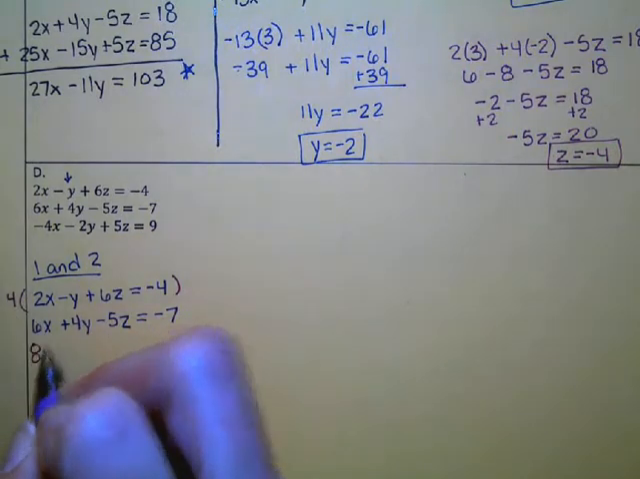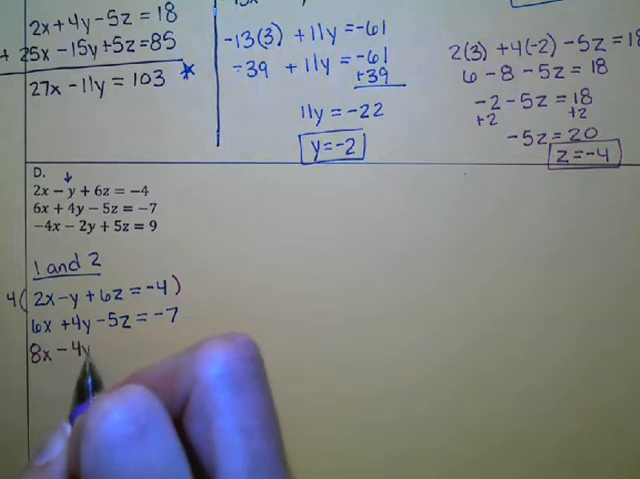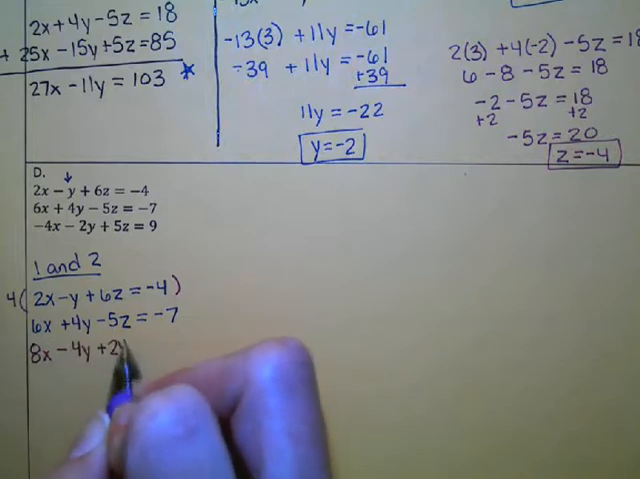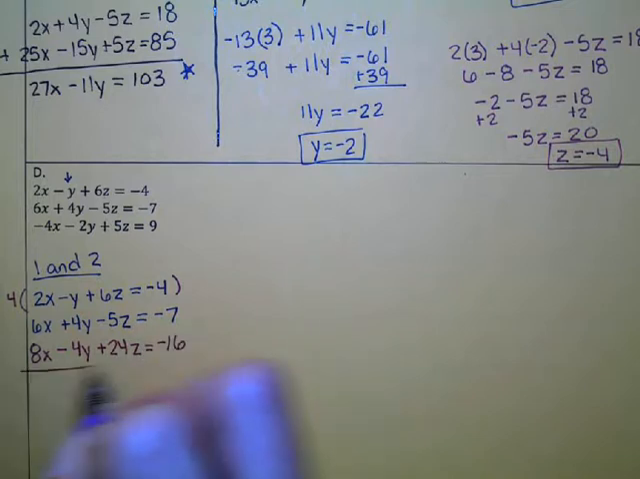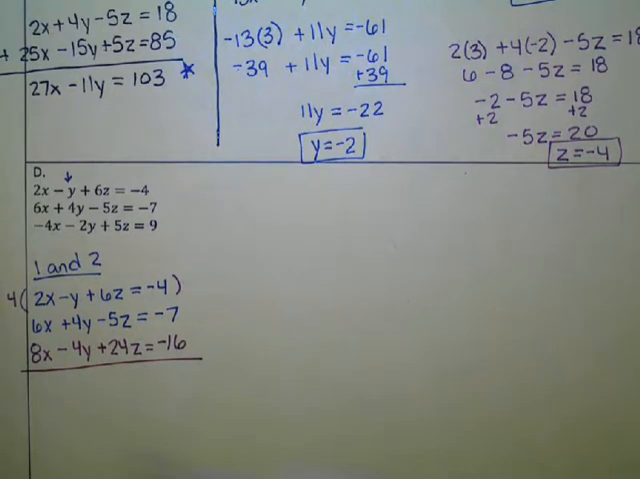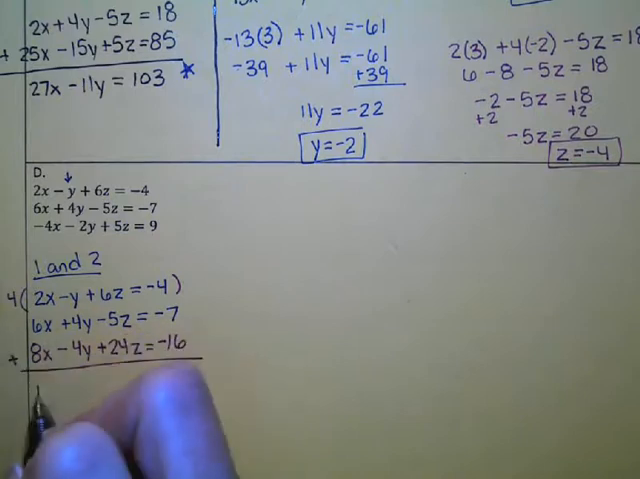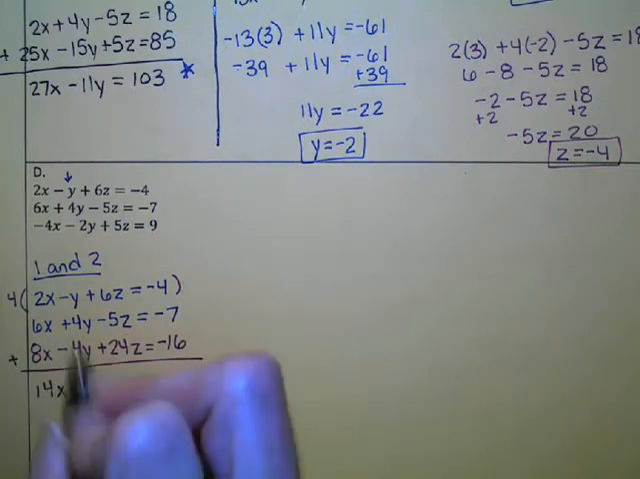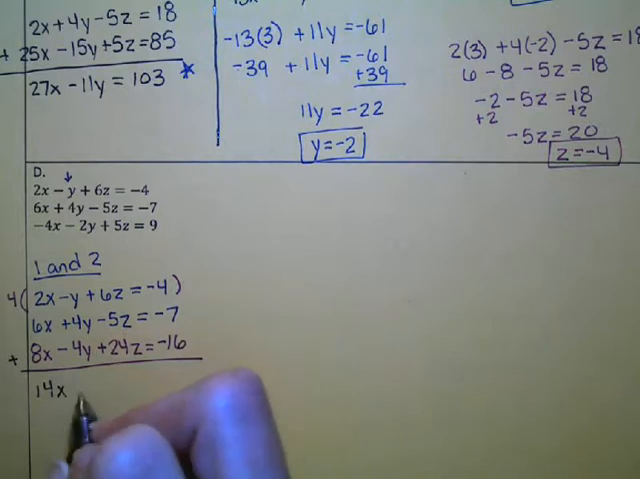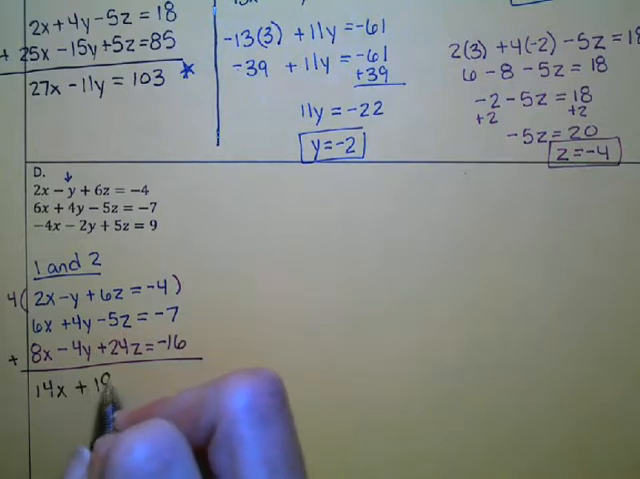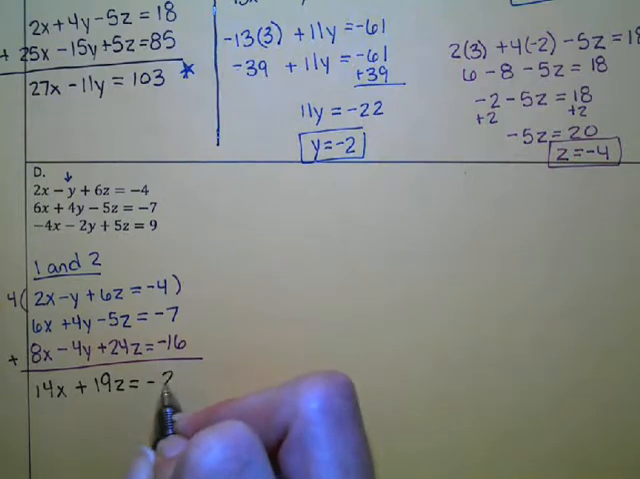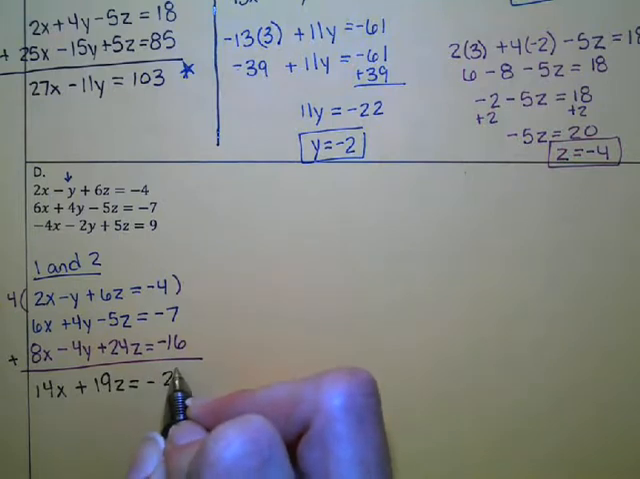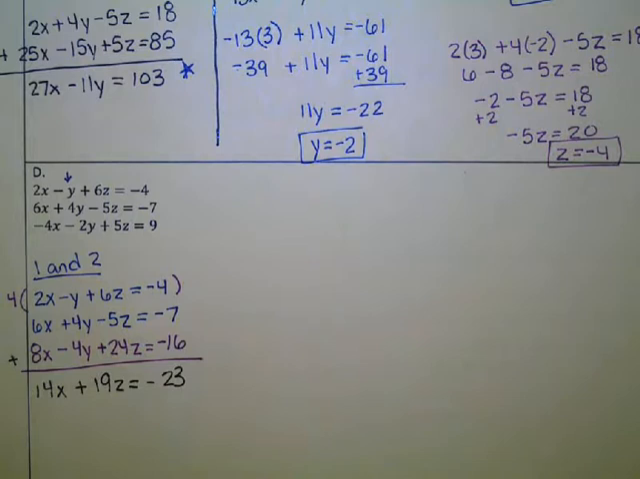And I'm just going to write it under here. That gives me an 8x, minus 4y plus 24z equals negative 16. You add these two things together, you get 14x. The y's cancel out, which is our point, plus 19z equals negative 23.